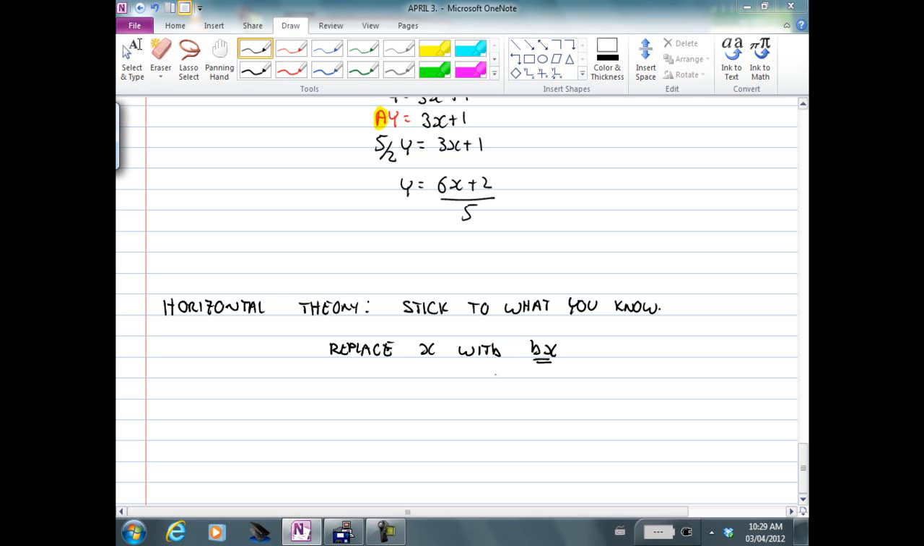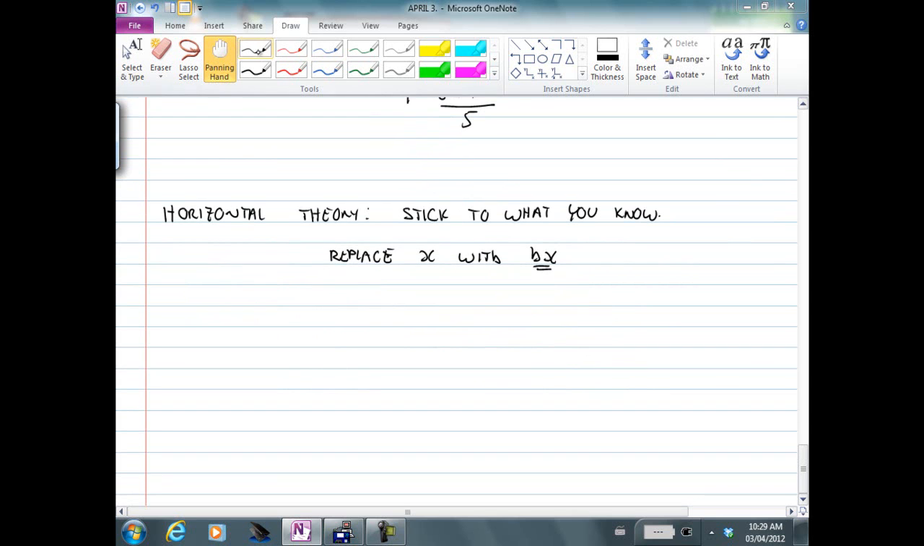I'm going to give you a question. Y equals 3x plus 1. I want a horizontal expansion by 3. What are you going to replace x with? bx. Everywhere you see an x, you have to replace it with bx. So I see an x here. Y equals 3, and I'm going to use bx plus 1.